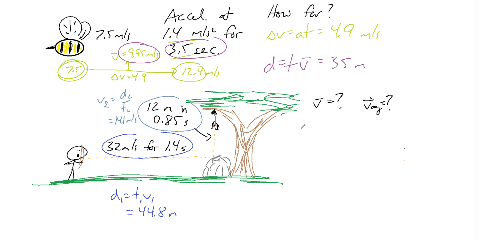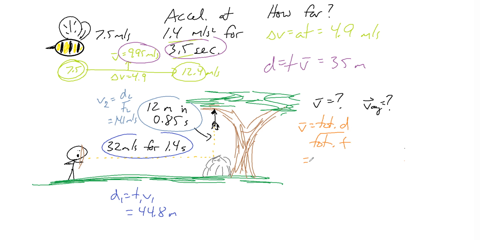So first of all, average speed for the entire thing. Now, of course, the terrible thing to do is take the first speed and the second speed, add them up, divide by 2, and that's not going to work because one lasted for way longer. So if you remember from last year, what we want is the total distance and the total time.